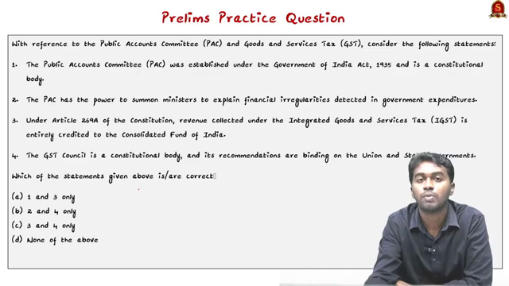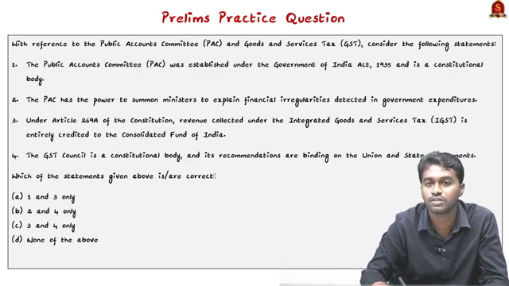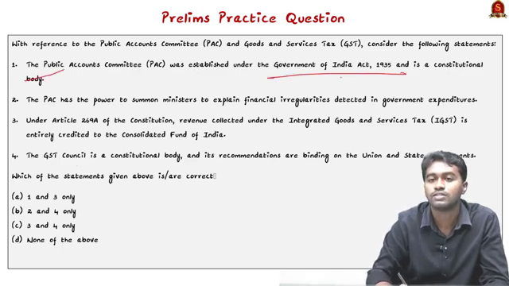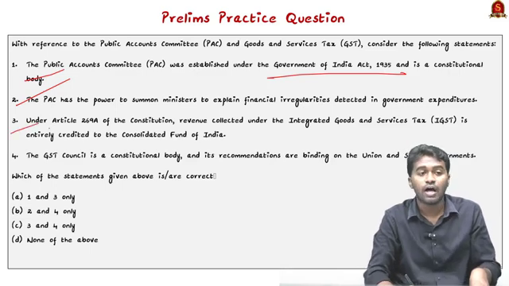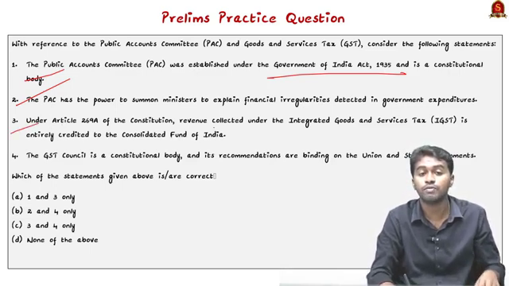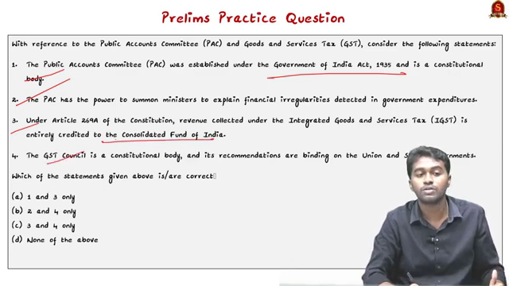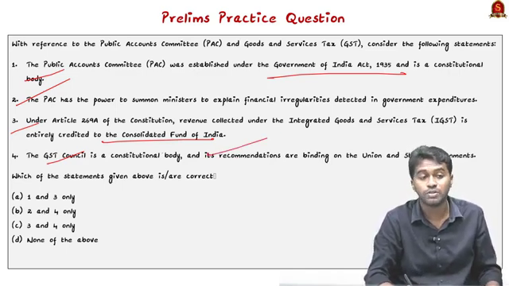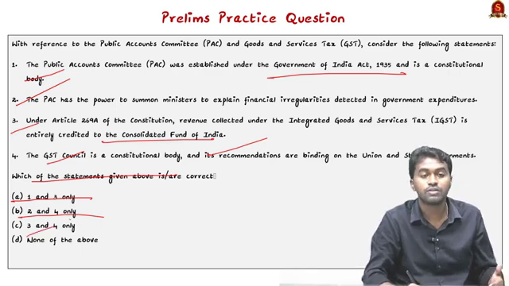So in this topic we discussed the Public Account Committee of the Parliament and GST. Based on our discussion, try to answer this prelims practice question. With reference to the Public Account Committee and the goods and service tax, consider the following statements. Statement 1, the Public Account Committee was established under the Government of India Act in 1935 and it is a constitutional body. Statement 2, the Public Account Committee has a power to summon ministers to explain financial irregularities detected in government expenditure. Statement 3, under Article 269A of the Constitution, revenue collected under the integrated goods and service tax is entirely credited to the Consolidated Fund of India. Statement 4, the GST Council is a constitutional body and its recommendations are binding on the union and the state governments. Which of the following statements given above is or are correct? Option A, 1 and 3 only, option B, 2 and 4 only, option C, 3 and 4 only, and option D, none of the above.